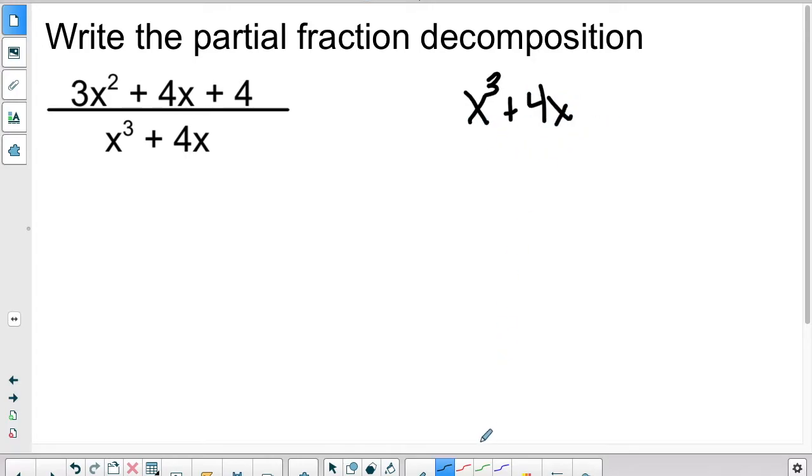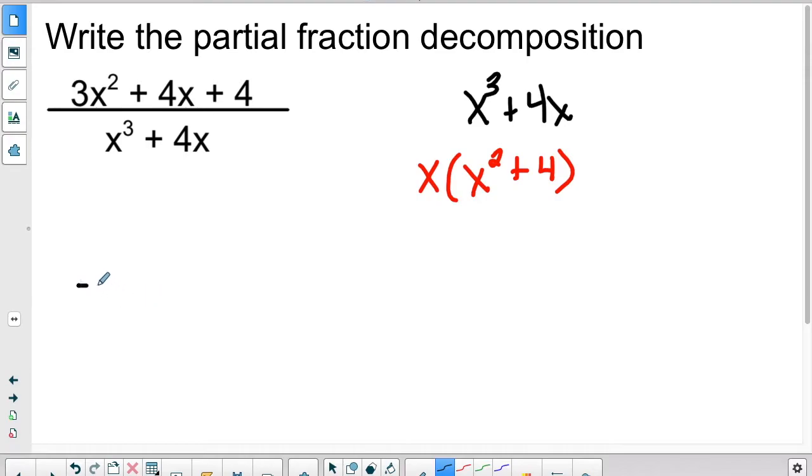Now the first thing I notice is that there's a greatest common factor of x, so I can factor it out, which gives me x times x squared plus 4. Now x squared plus 4, you might be tempted to say that is factorable, but it's actually not. If it was x squared minus 4, then we could factor it. But x squared plus 4 is not factorable.